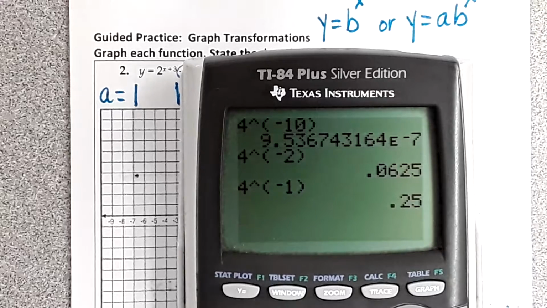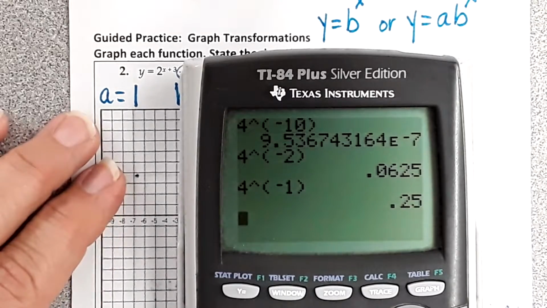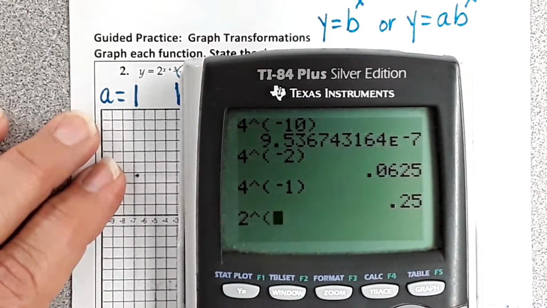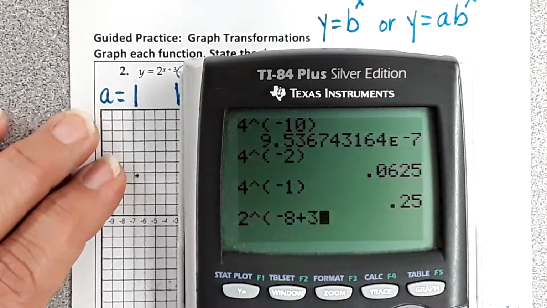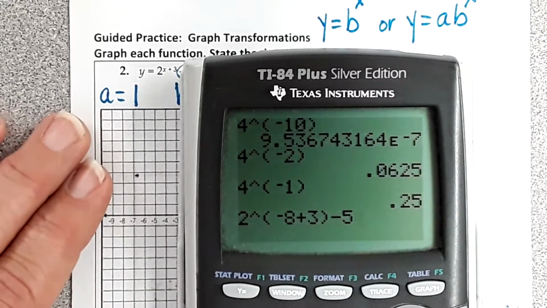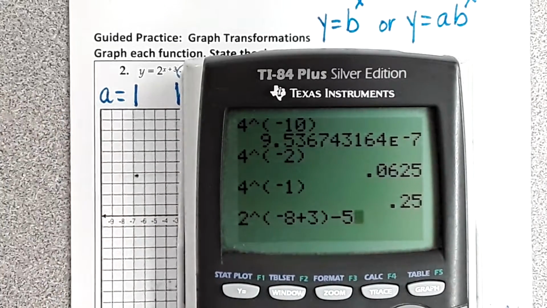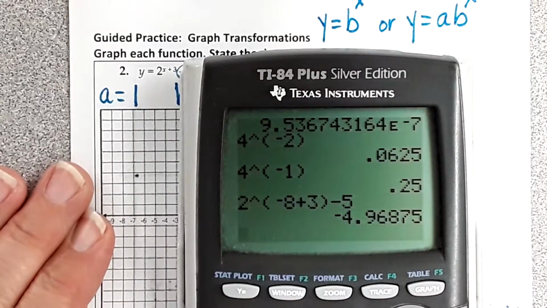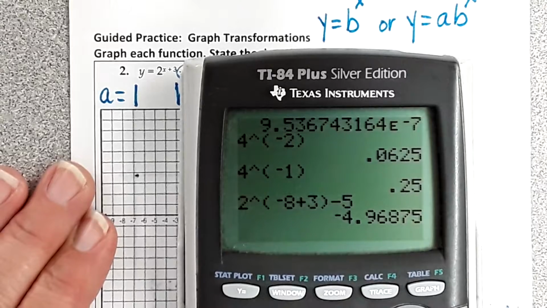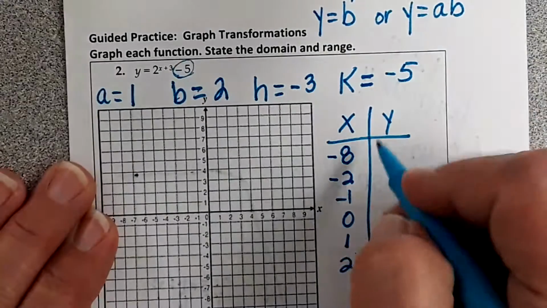Again, you really need to think about those parentheses. So we're going to do 2 raised to (-3) plus 3 minus 5. Because you can put it all into your calculator that way, and your calculator will understand that what's in parentheses is your exponent. You hit equals, and did you get -4.96875? Okay.